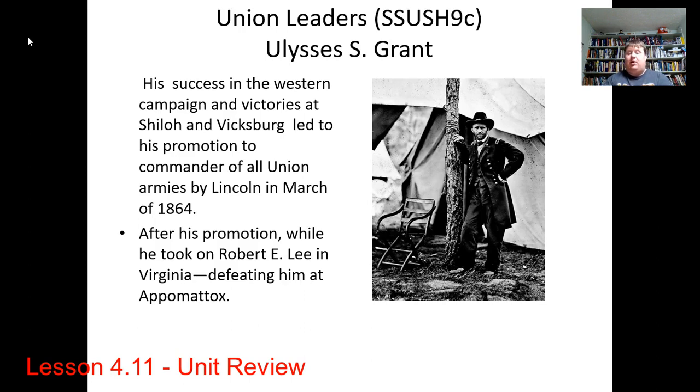After they had gone through other leaders like George McClellan, who's going to run against President Lincoln in 1864 for president. After his promotion, he goes to take on Robert E. Lee in Virginia. He eventually defeats him at Appomattox Courthouse, Virginia, and that's going to conclude the war. And he's later going to become president of the United States.